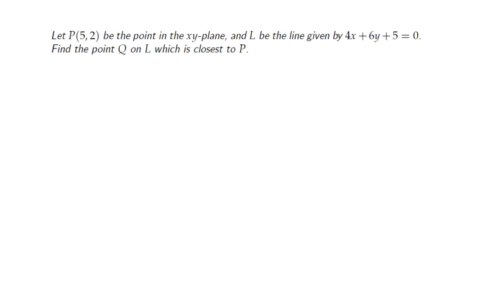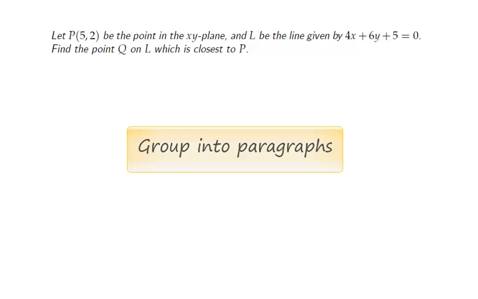In the xy plane, let L be the line given by 4x plus 6y plus 5 equal to 0. Find the point Q on line L which is closest to P. The first principle you need to remember is that your solution must be grouped into paragraphs. And a paragraph must begin with an English sentence.